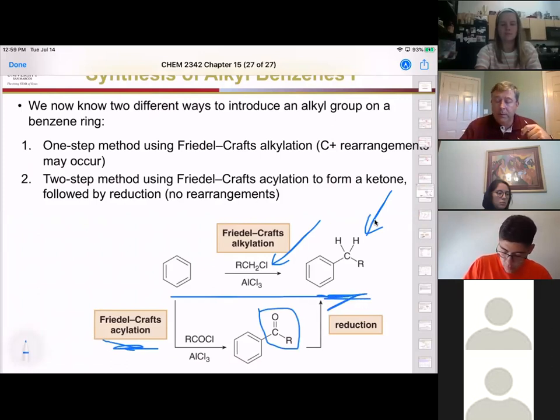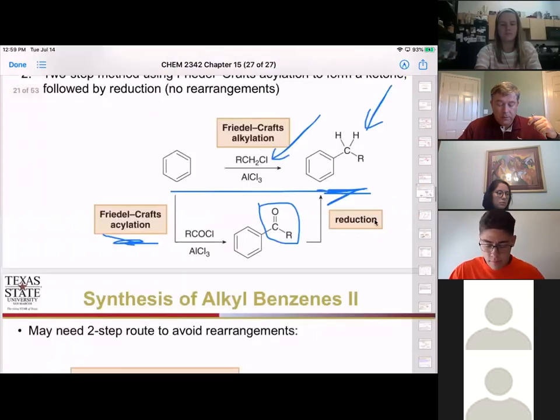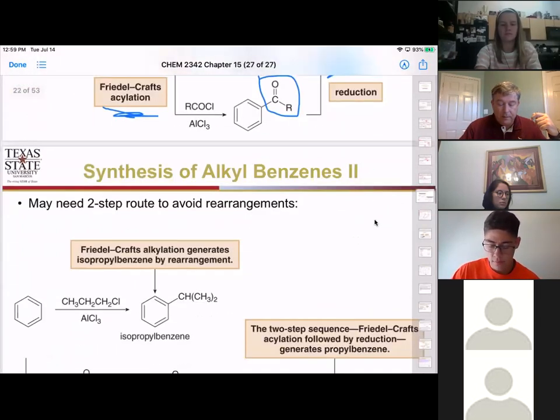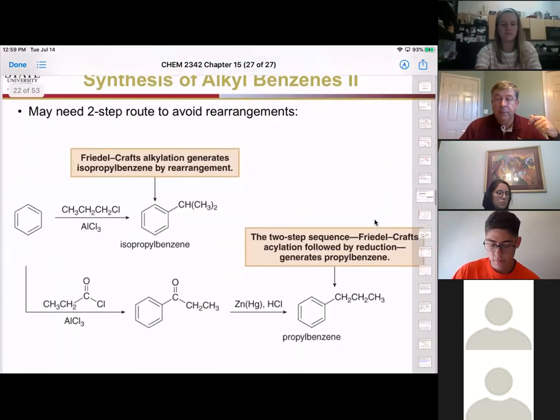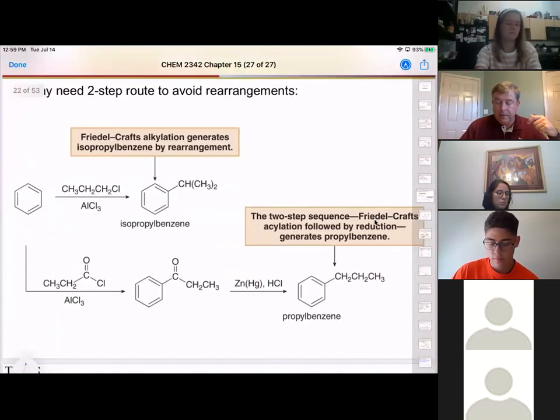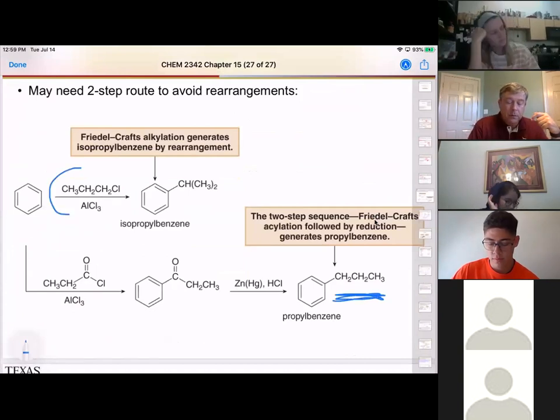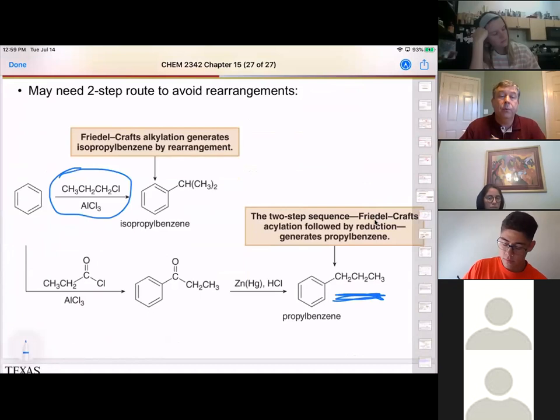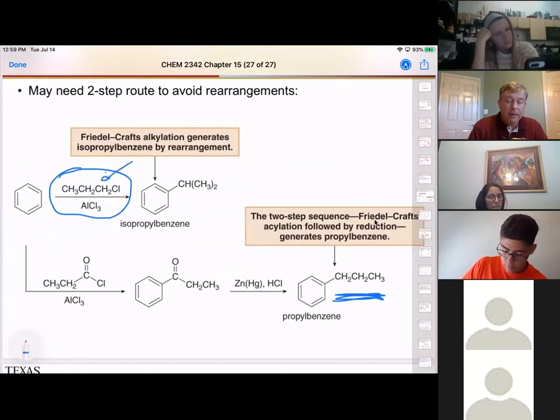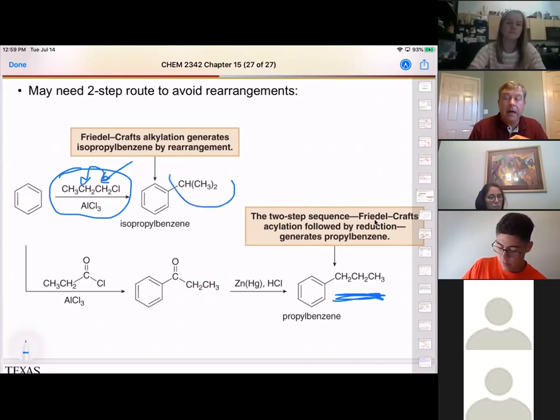Okay, so what would this look like? It would look something like this. If you wanted to get this propyl benzene with a straight chain, you can't use just the propyl chloride, because once you generate your primary carbocation, it's going to move over one carbon to give us a secondary carbocation, and our major product is going to be the isopropyl benzene.